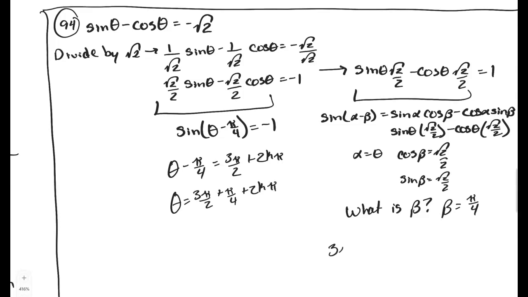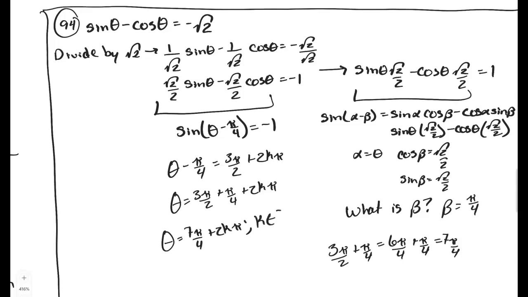So I'm going to do some simplifying. 3 pi over 2 plus pi over 4 is going to be 6 pi over 4 plus pi over 4, which is 7 pi over 4. So I'm going to get 7 pi over 4 plus 2k pi, where k is an integer value. And if I only want the ones from 0 to 2 pi, my value is just going to be 7 pi over 4.